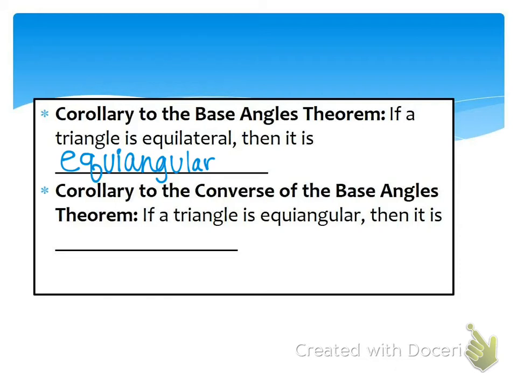The corollary to the converse of the base angles theorem: if the triangle is equiangular, then it is equilateral. It works both ways. If all the angles are the same, then we can conclude all the sides would be the same.